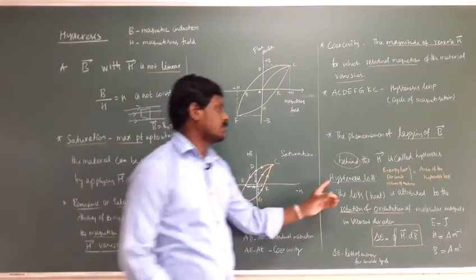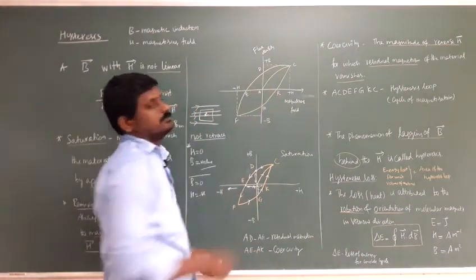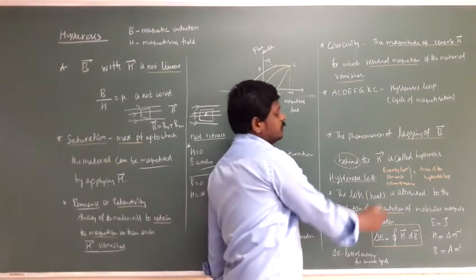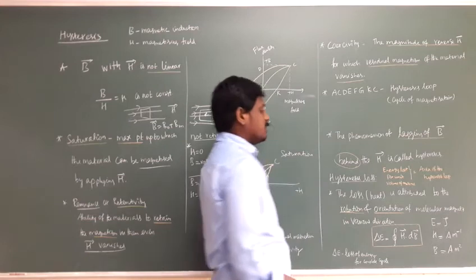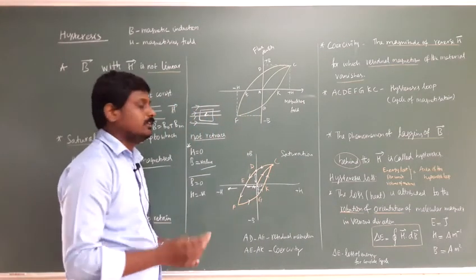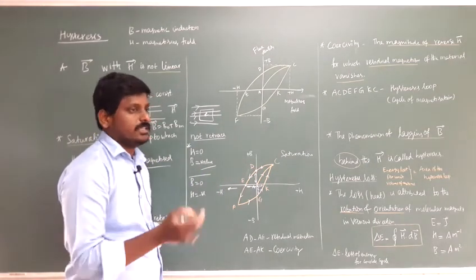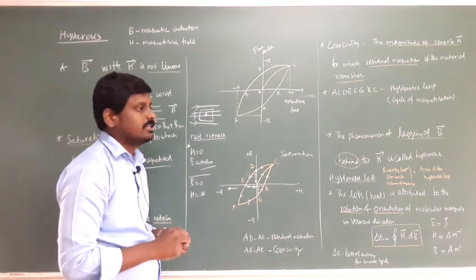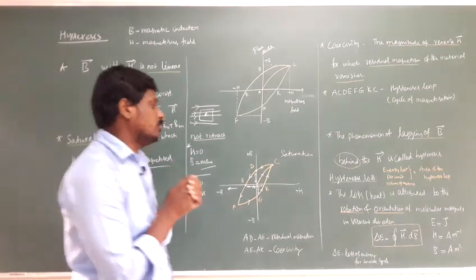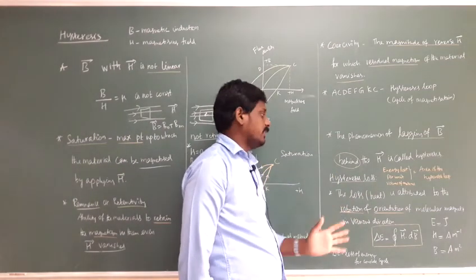Then hysteresis loss. During this process there is a loss of energy in the form of heat. That heat is due to the rotation and orientation of the molecular magnets in various directions. Already we know that ferromagnetic materials have domains, and inside the domains there are various magnetic moments in different directions. If you apply a magnetic field, they align in a specific direction. So due to the rotation and orientation of the molecular magnets, there is a formation of heat, that is the hysteresis loss.